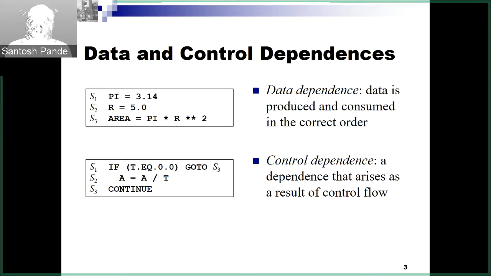As against that, control dependence, of course, is a very different artifact. It just enables whether a particular thing executes or not. So we won't get into that.